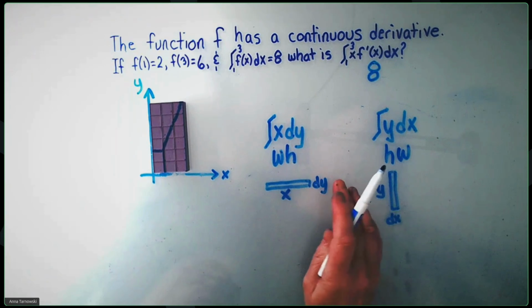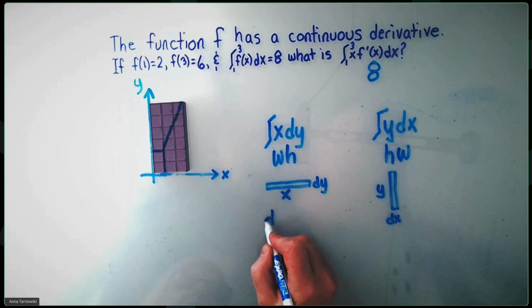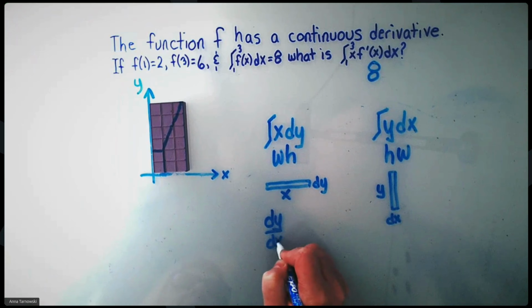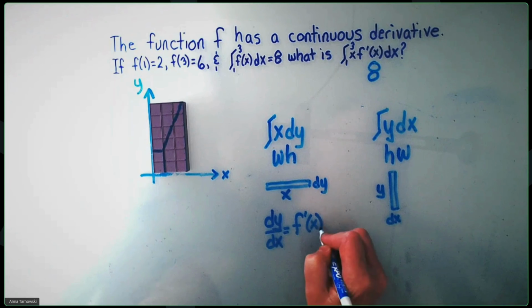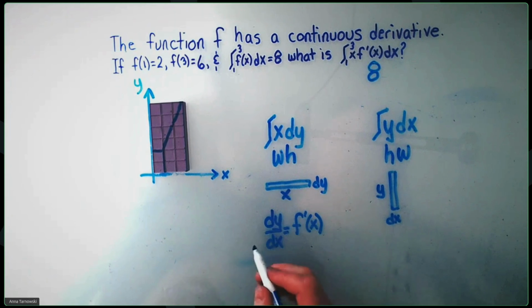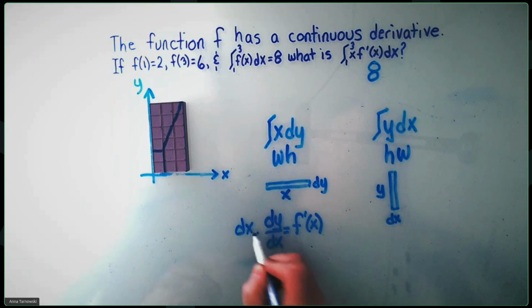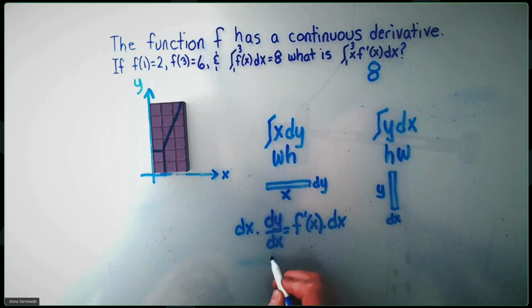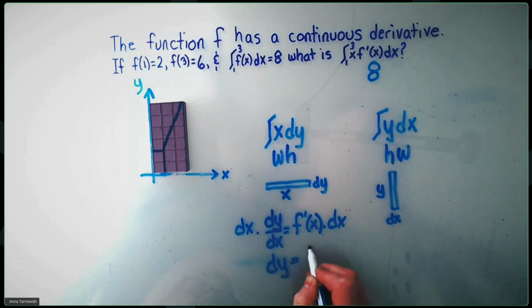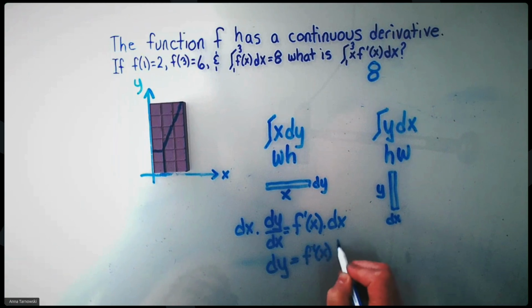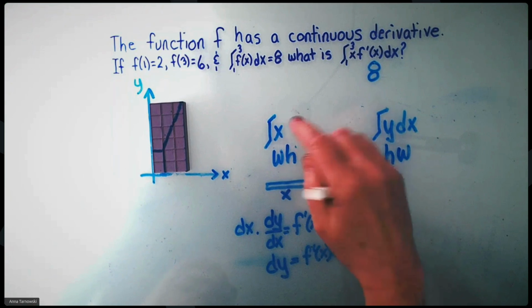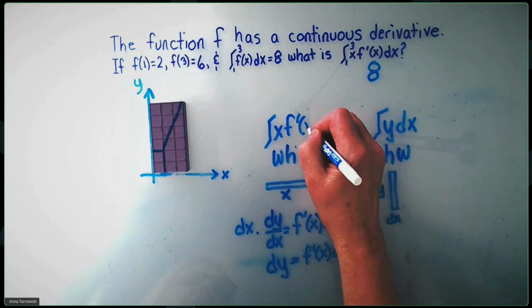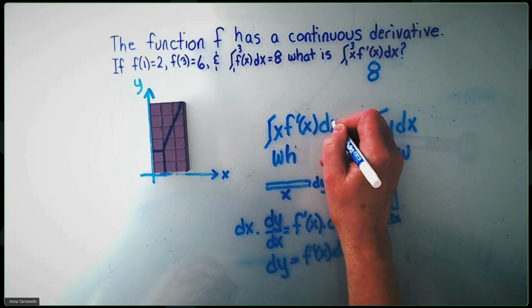If we want to know what dy is here, obviously dy/dx is the same as f prime of x. If we multiply both sides by dx, we get dy is equal to f prime of x dx. Which means that I can change this dy in here to f prime of x dx.